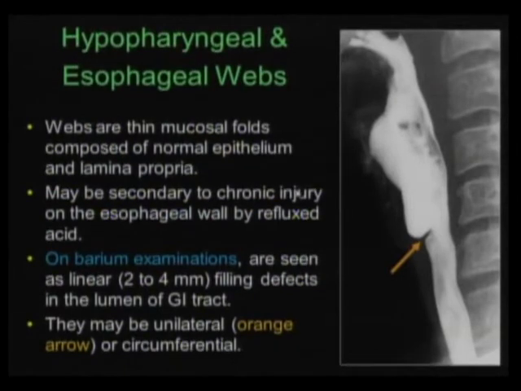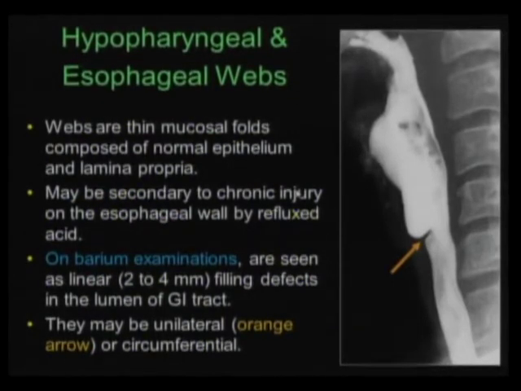Okay, webs. They are thin mucosal folds composed of normal epithelium and lamina propria. They could be secondary to chronic injury of the esophageal wall by reflux acid. As you know, there are some syndromes that include webs. But when you see webs, many of those patients have gastroesophageal reflux.